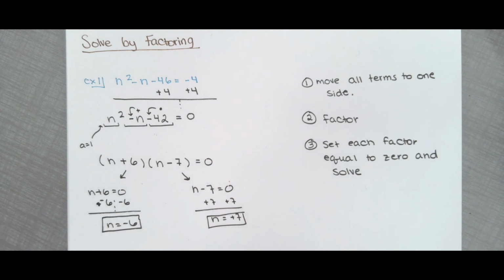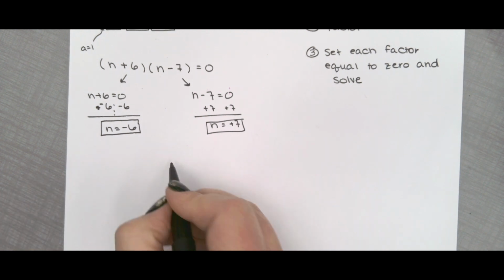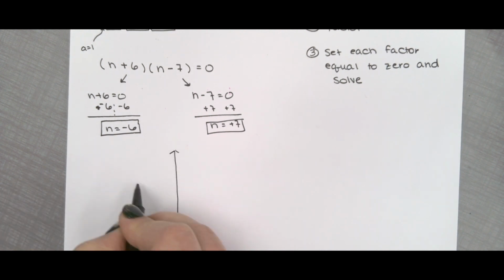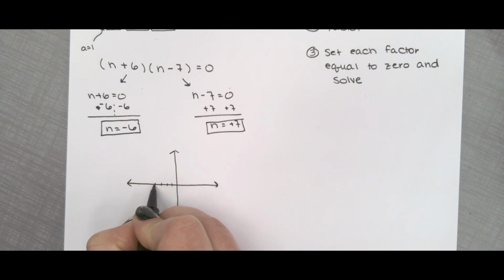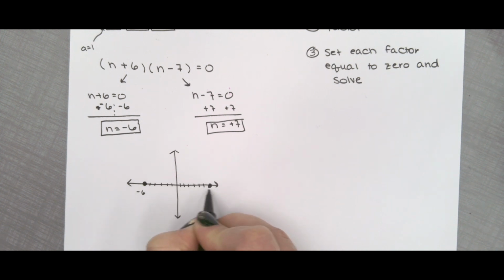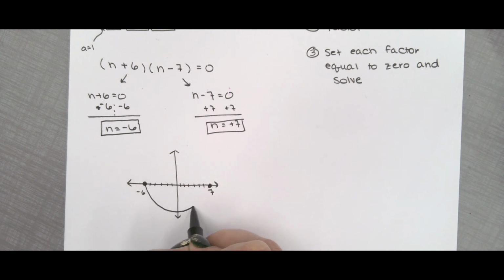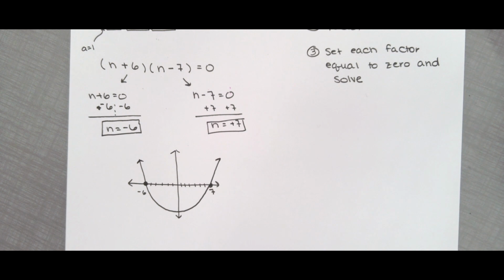Again, what does this mean? Finding the answers is great, but what does it mean? It means, and on the test you don't need to show me this unless you're graphing, that you're going to have an x-intercept at negative 6, and an x-intercept at 7. So when you're curving, it's going to go up like this.